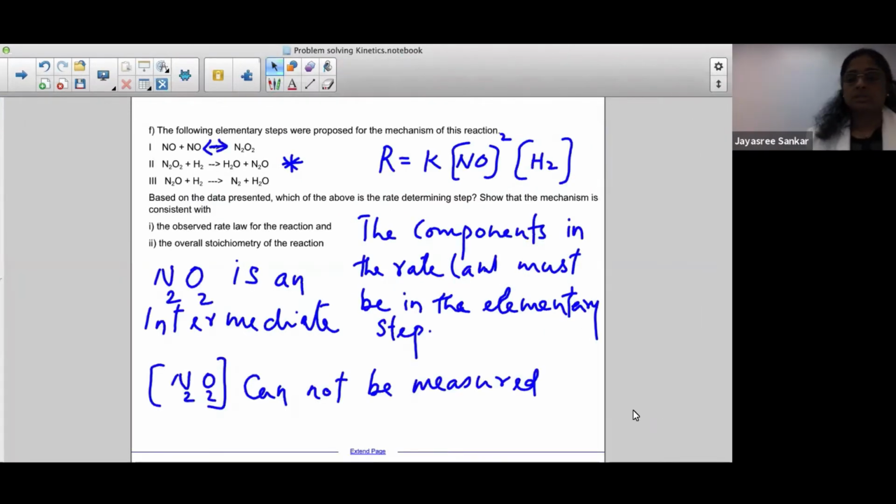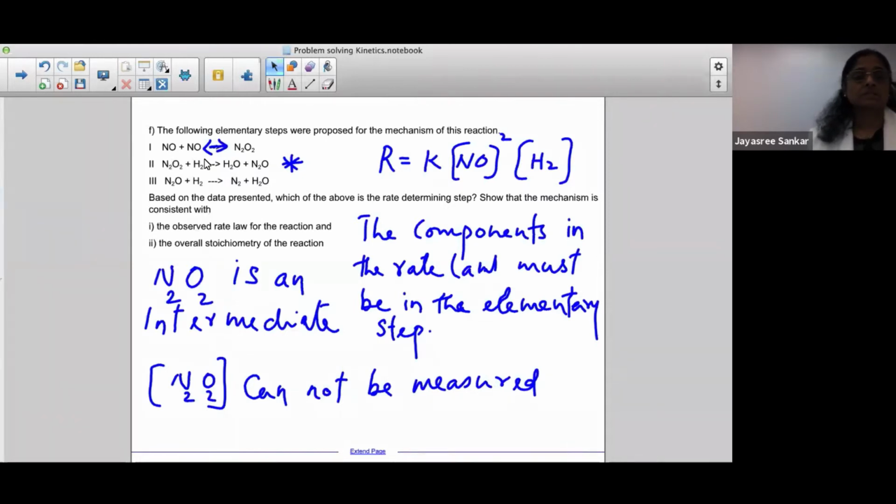So this is section F of that problem. So we determined that the rate law is equal to K times NO squared H2. And in this particular question, it's asking you to identify the elementary step and rate determining step consistent with the stoichiometry of the equation.